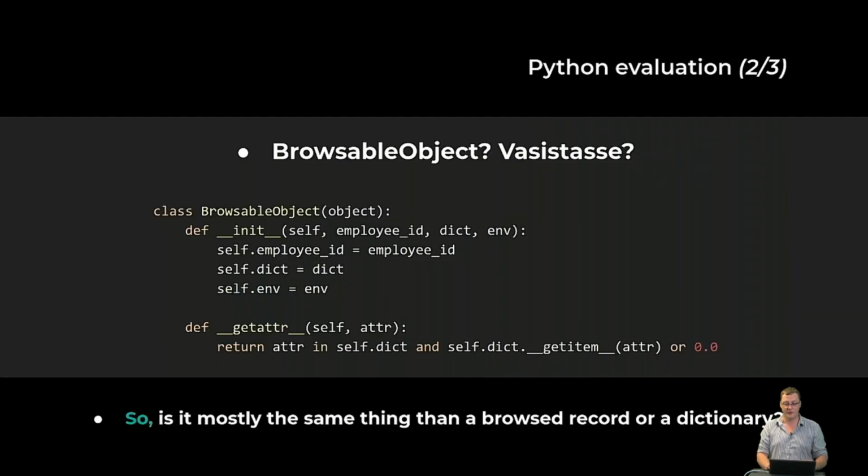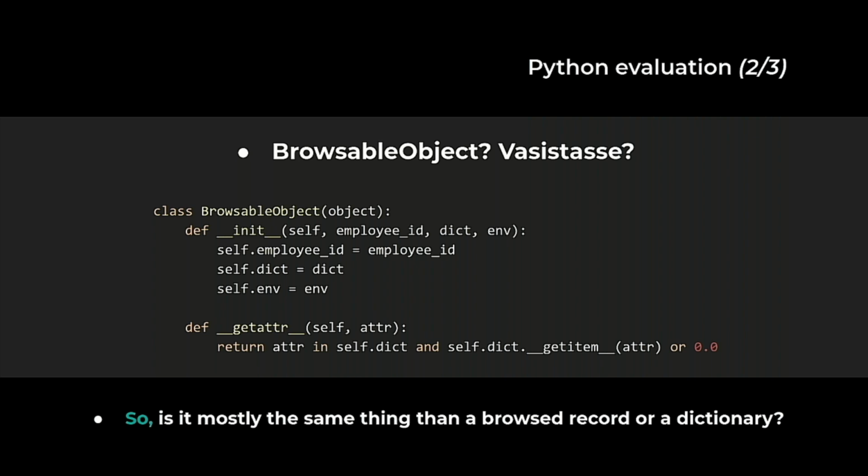What is a browsable object? It is initialized for an employee ID. It takes a dict element and the environment. All those parameters are bound on the browsable object and can be retrieved. It also offers support to retrieve an element from the dict directly by doing object.foo if the foo element exists in this structure, for example, a dictionary or a browsed record.